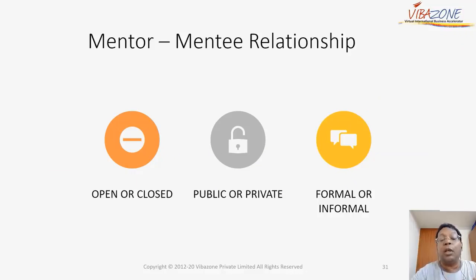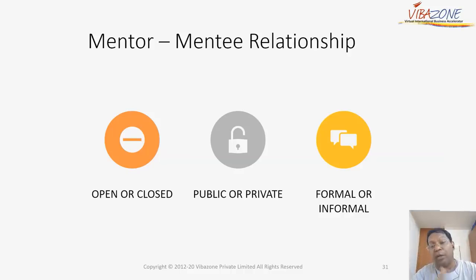Now, there are several types of mentoring. One is called open or closed. What does open mean? Open means you are allowed to talk about anything with the mentor. Closed, you can only speak about specific things. So for example, in your incubator, it might only be work related, then it's closed. Or open, you can talk about personal activities as well with the mentor. So these are the two types, open and closed.